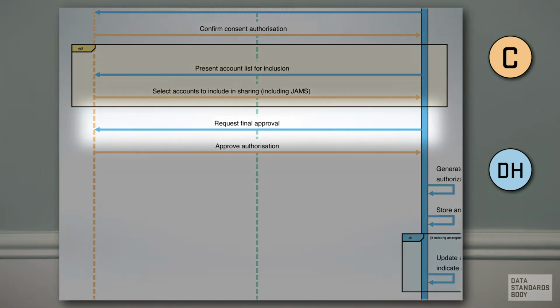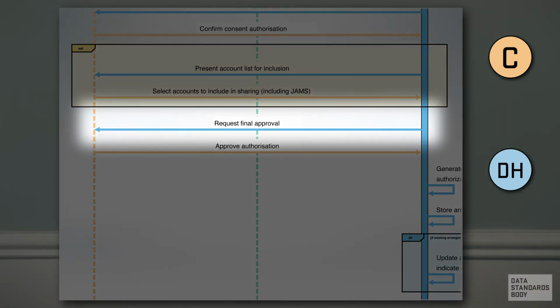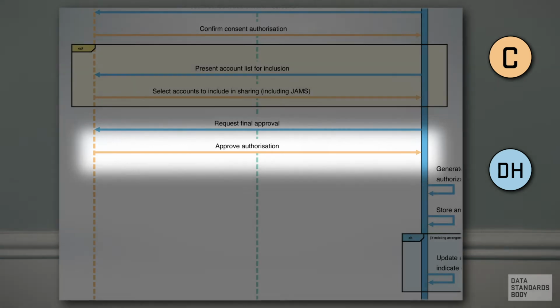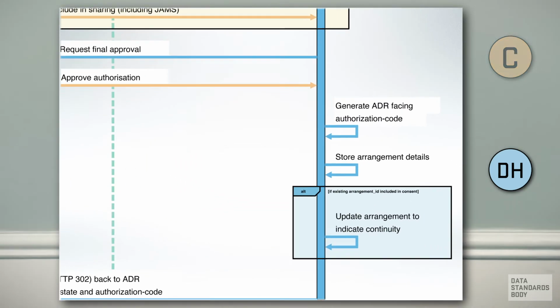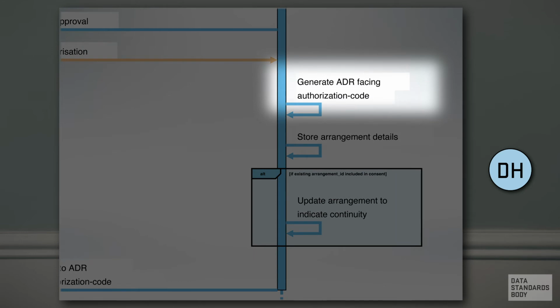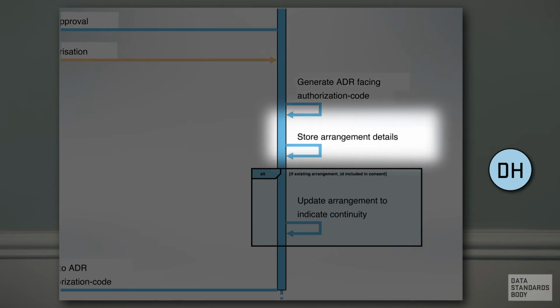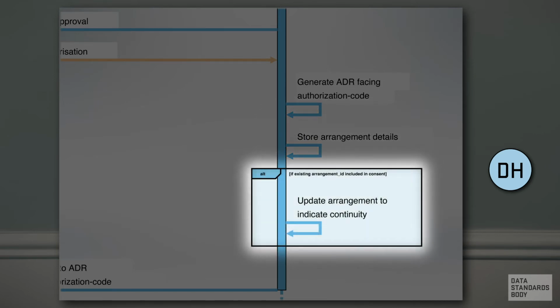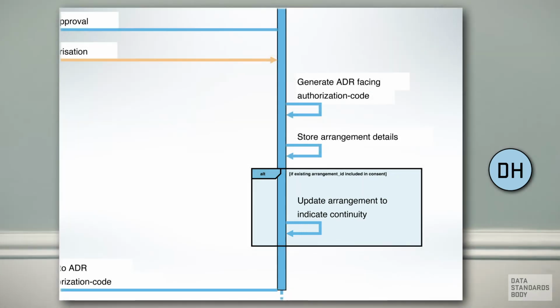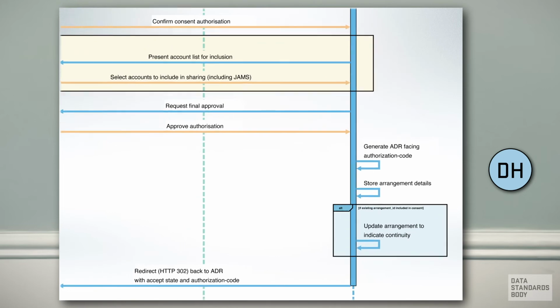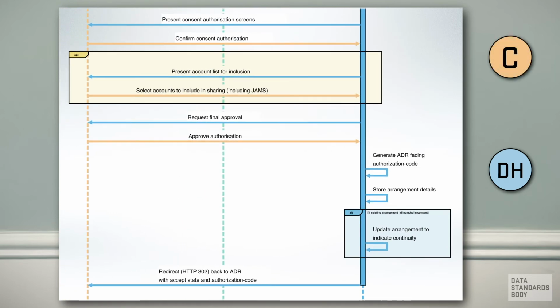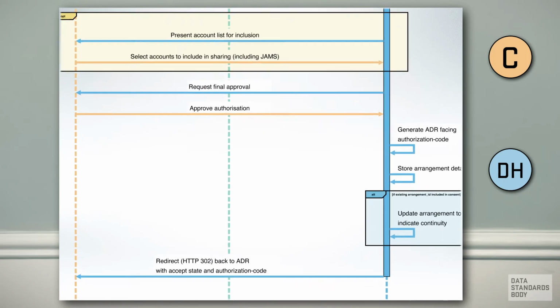We then request final approval. It's basically, are you all good with this? And the customer approves. At this point, we then generate the ADR facing authorization code. We store the arrangement details. And if it's an existing arrangement, we update the arrangement in our internal databases to indicate continuity. So this is the amend consent scenario. So that update there would be revoking existing tokens and establishing a new consent in effect.